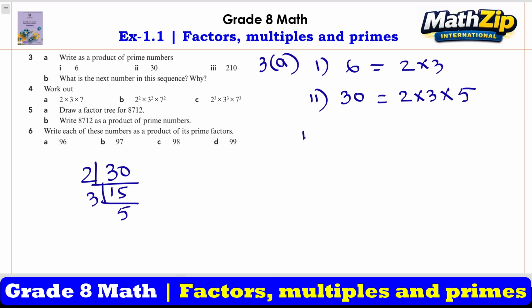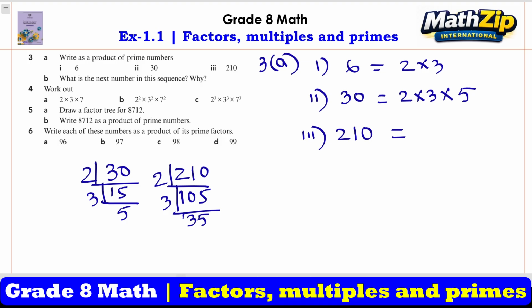Number 3, here is a 210. How can we make this one? 210, we can divide by 2, so here is 105. We cannot divide by 2 because 105 is an odd number, so we can divide by 3. So here is 3 and 35. Now we can divide again by what? 5. So it will be 7. Now look, here is 2 times 3 times 5 times 7. Number A done.